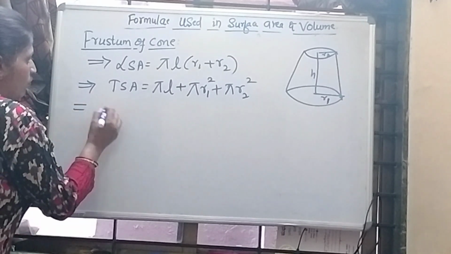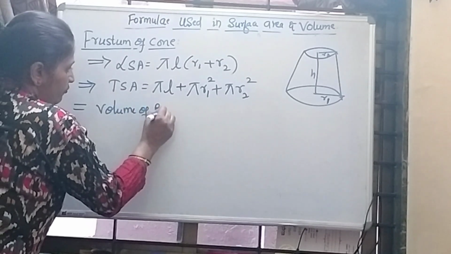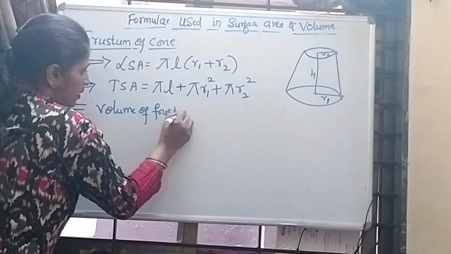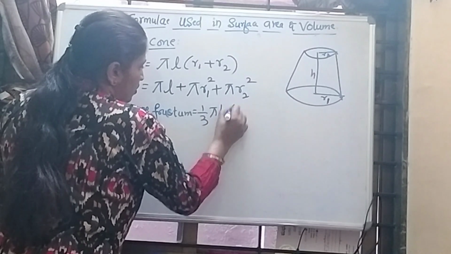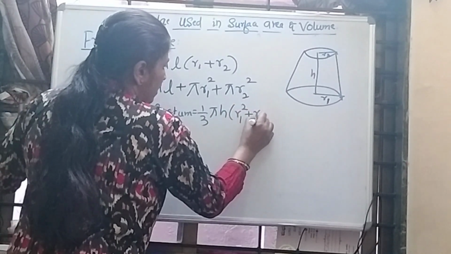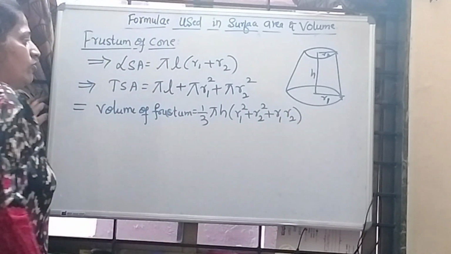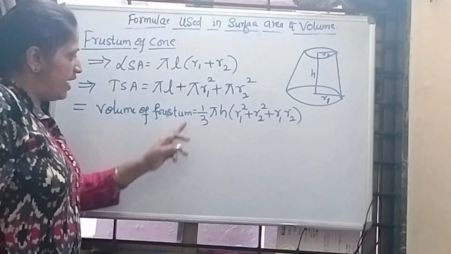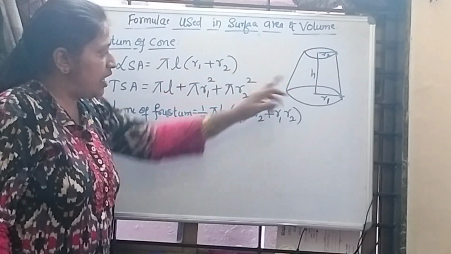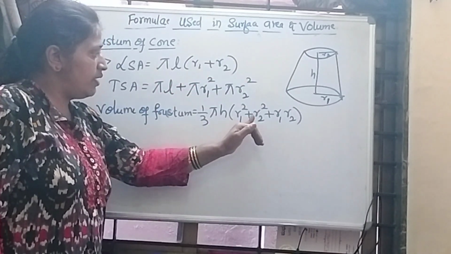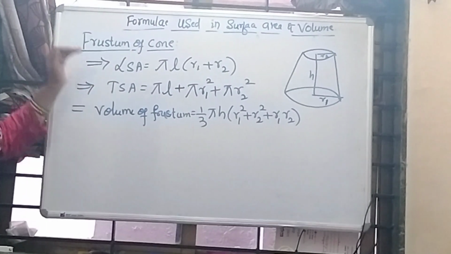Next we have volume of frustum of cone. Volume of frustum is equal to 1/3 pi h into R1 square plus R2 square plus R1 into R2. In the cone we had 1/3 pi r square h, but as there is a difference in R1 and R2, we are going to take R1 square plus R2 square plus R1 into R2. So these are the formulas related to cone.